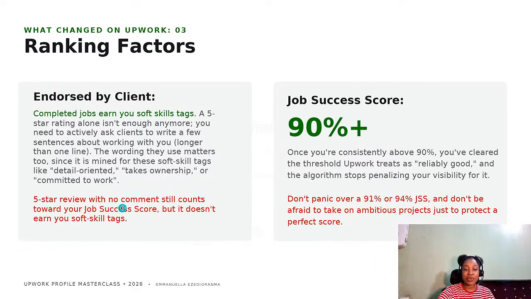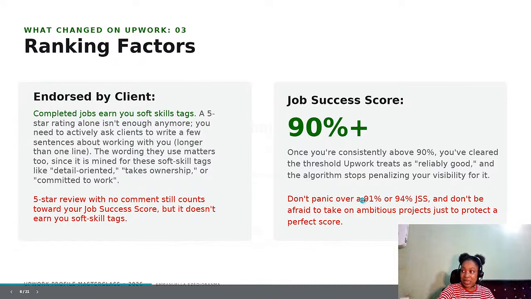So a 5-star review with no comments still counts towards your job success score, but it doesn't earn you soft skill tags. Now, job success score. Before now, once anything happened to your JSS, it was as if your own was finished on Upwork, but it's no longer like that. If you have at least a 90% job success score, the Upwork algorithm is still picking up your profile. So you are still doing very well. Just try as much as possible not to let it get below 90%.